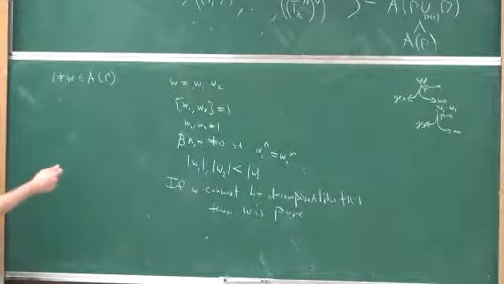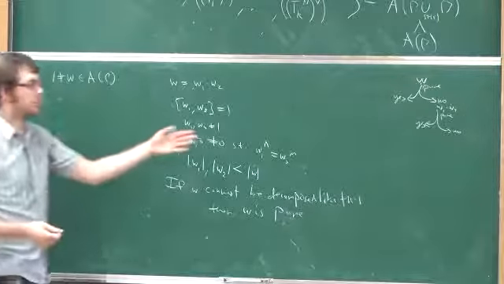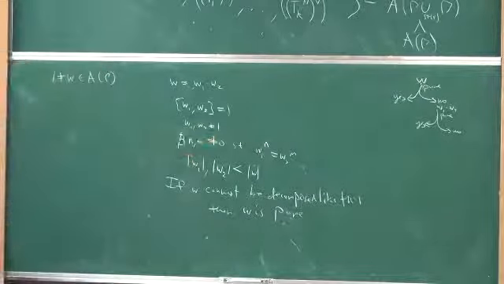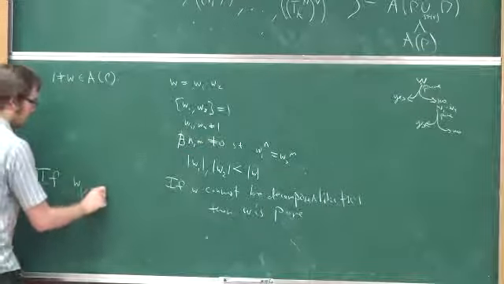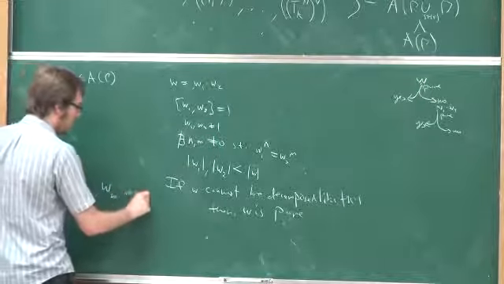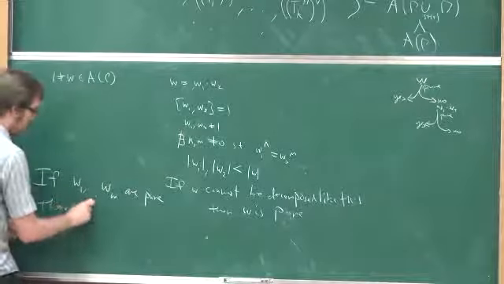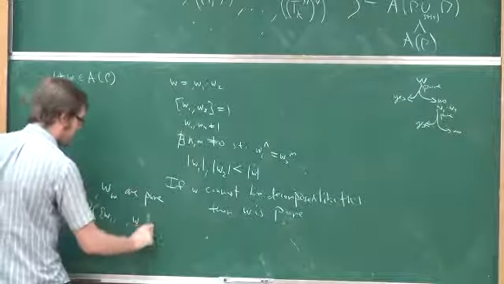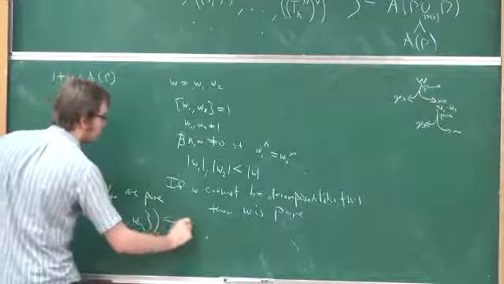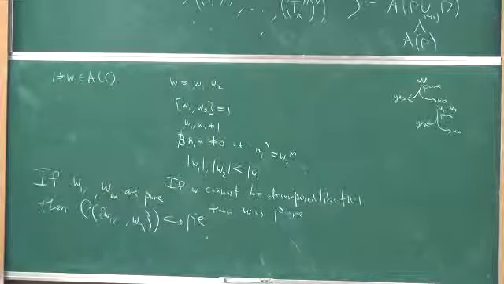And so what I can now assume, though one has to do a little bit of work to show that this is enough to prove the theorem, is that if W1 to Wm are pure, then the commutation graph of W1 to Wm embeds in gamma E. So I'd like to sketch the proof of this in the time that remains.